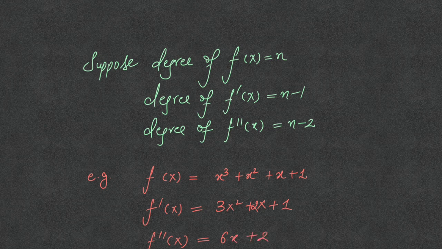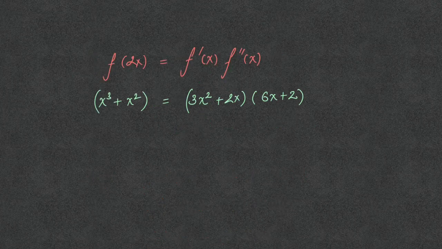Now if I pay attention here, initially the degree of the function was 3, and after taking the derivative the highest degree becomes 2, and after taking the double derivative the highest degree becomes 1. So that's why if we take the degree of the function as n, the degree of f dash x will be 1 less than n, which is n minus 1. The degree of f double dash of x will be 2 less than n, that is n minus 2.